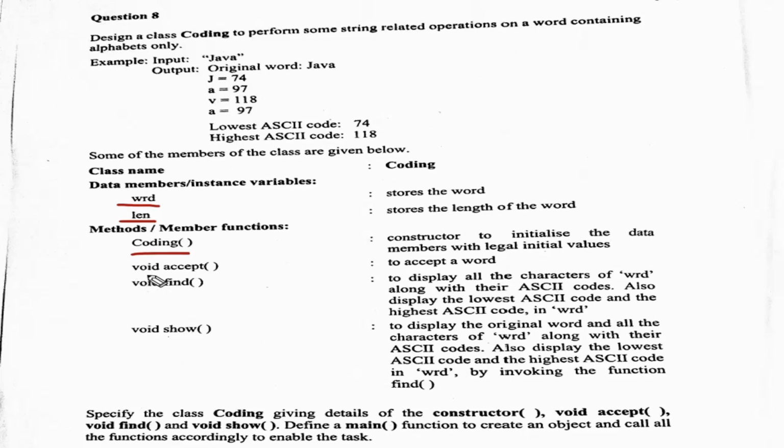instance variable with default values, accept to take the input, and find to find the character or the least ASCII code, not the character. I don't have to show the character, only the least and the highest ASCII code, and show will do the needful. You also have to show the ASCII code of every letter of the particular word. Okay, so let's code in.